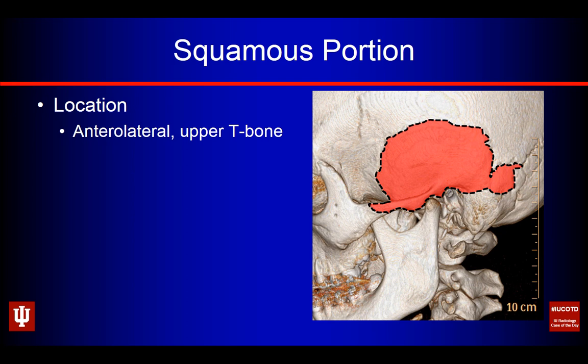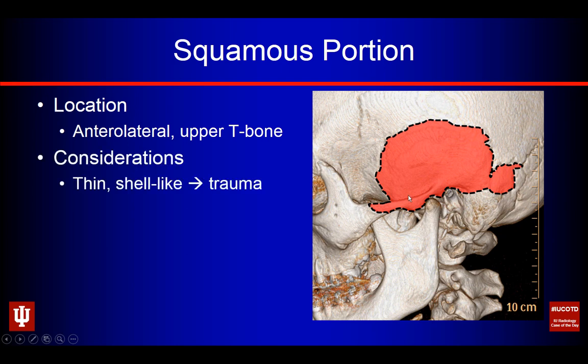Okay, so let's break up each of these portions. So first is the squamous portion, and this is the anterolateral upper temporal bone. And some important considerations for you to think about is this is really kind of thin bone. It's not quite eggshell thin, but it's thin. And so this is also along the lateral side, and that is what's most prone to trauma.